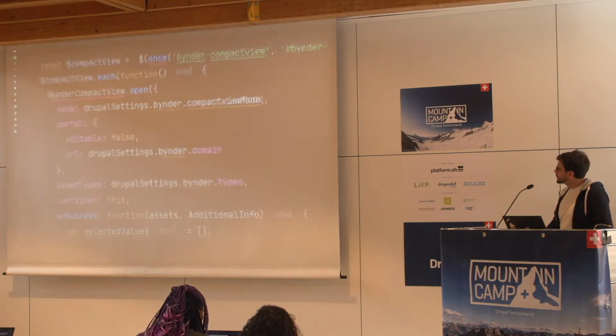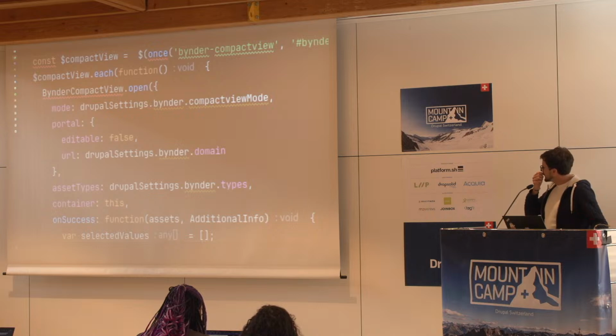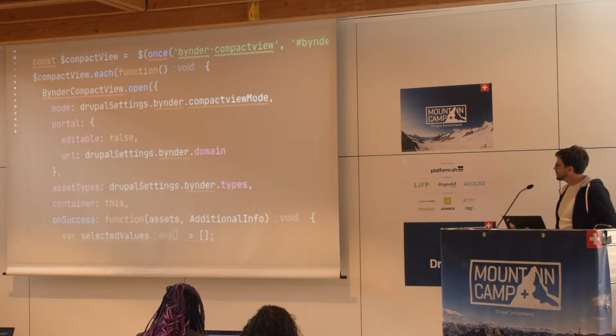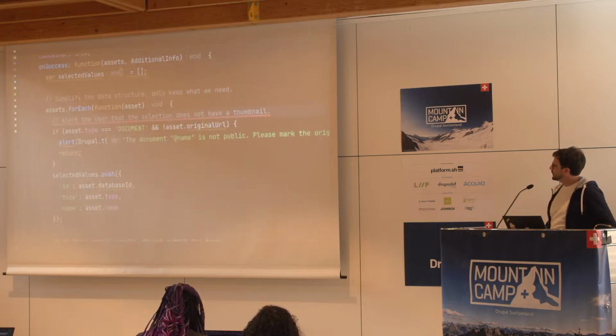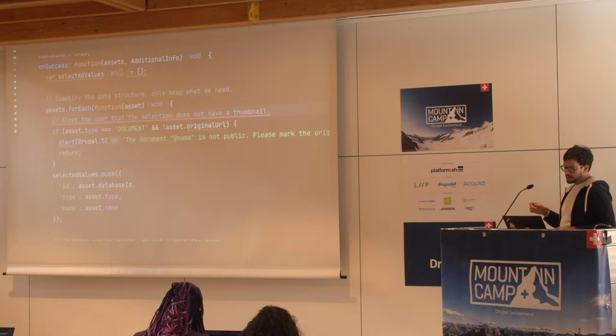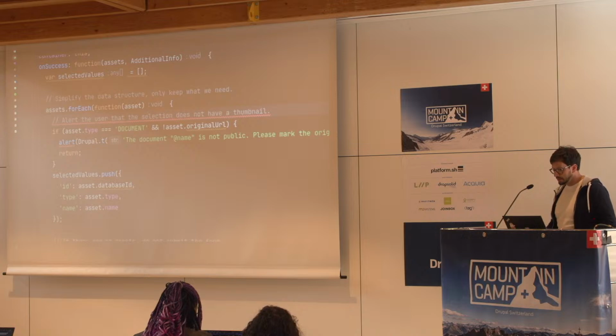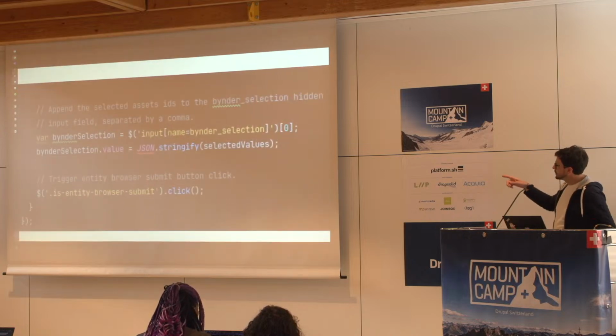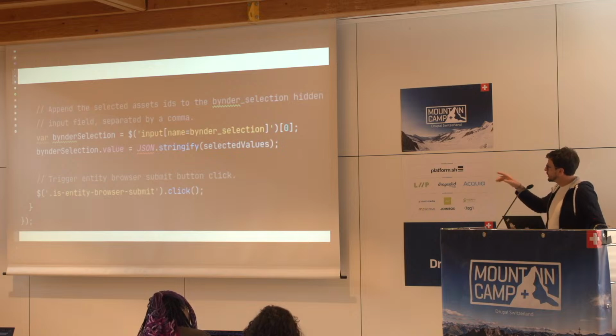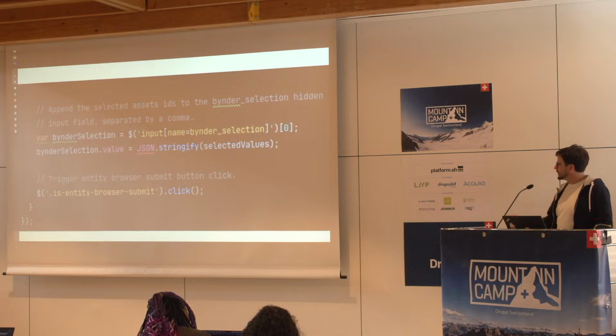So that's the JavaScript part here. That's the name of their component, Bynder compact view. Just call the method open. Use the settings that we just defined in the widget, and then react to the selection. We just build this variable with all the selected items, and here we populate. We pass that to the only field that we created, and automatically submit.